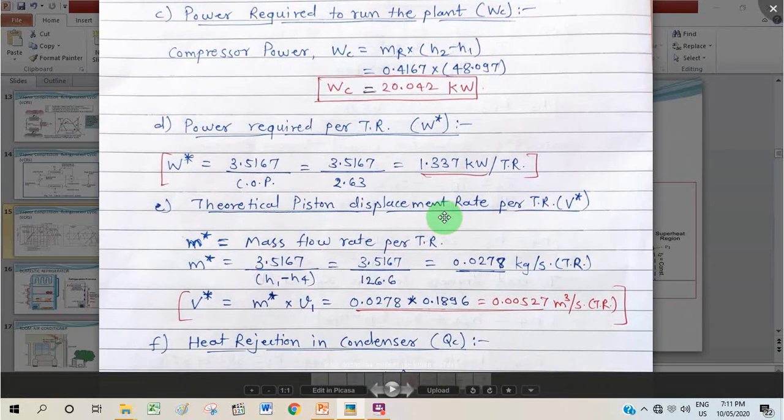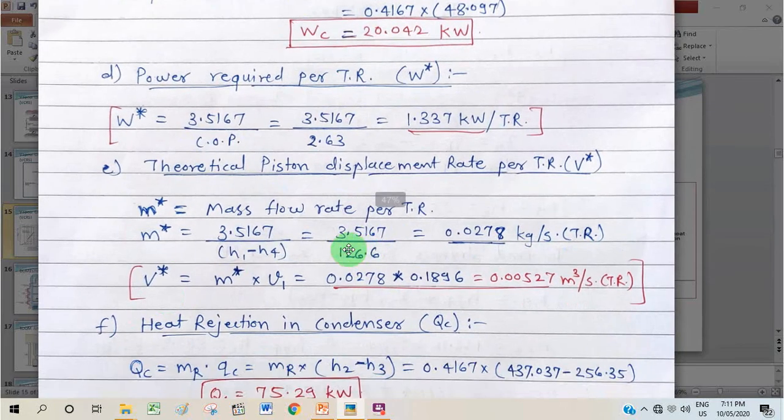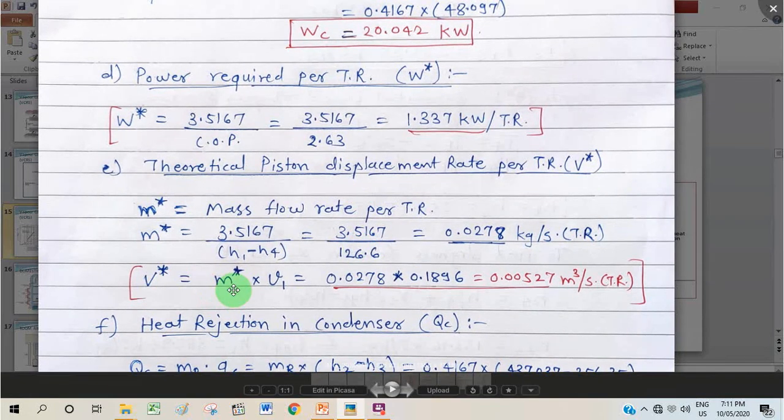Then theoretical piston displacement rate per TR, V star, that is meter cube per second per TR. For that we have to find out the mass flow rate per TR, that is kg per second per TR. It is found using the relation 3.5167 divided by h1 minus h4. By putting values we obtain 0.0278 kg per second per TR. Then V star is m star into specific volume. This specific volume we obtain from the property table. So by putting values we obtain 0.00527 meter cube per second per TR.